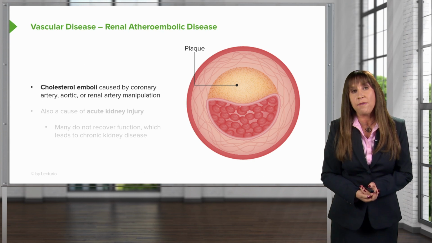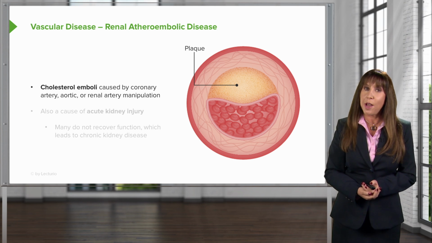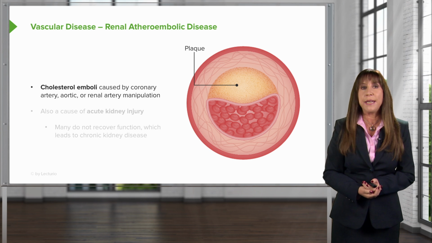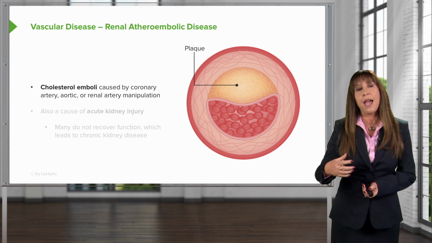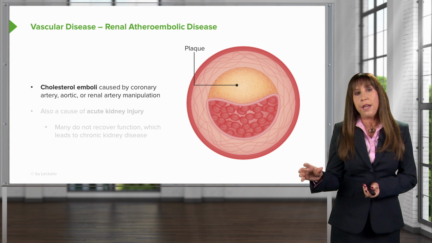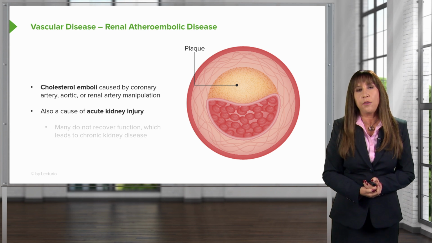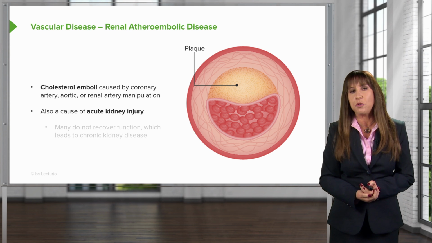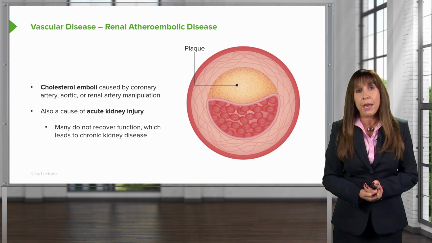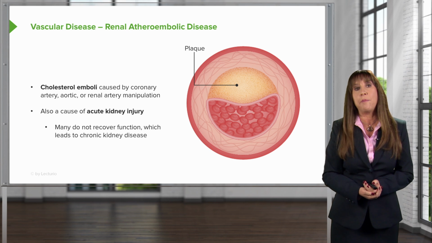Another category of vascular disease is renal atheroembolic disease. We also talk about this in our acute kidney injury lecture. What happens here is we have these cholesterol emboli that embolize distally, and it's caused by coronary, aortic, or renal artery manipulation. So it's also a cause of acute kidney injury, but the unfortunate part is that many of our patients don't recover function, and renal atheroembolic disease ends up progressing to chronic kidney disease.